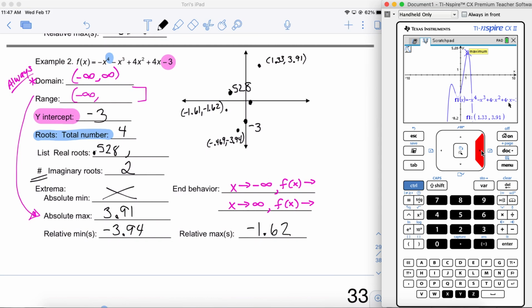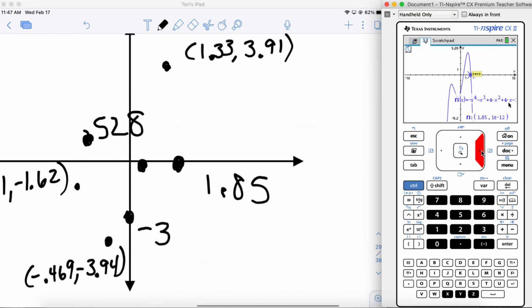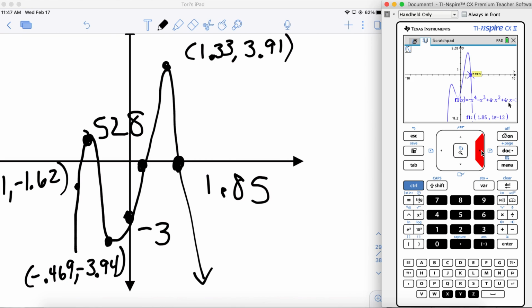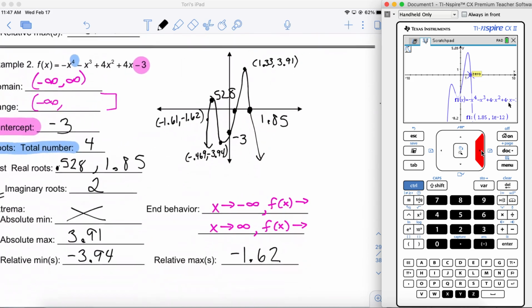And then we have one more 0 to find, or one more root to find. Right here, it says 1.85. So I'm going to label him on the graph, 1.85, and then label him on my roots, 1.85. Okay. All right. From there, I have every point graphed, so we are ready to connect our dots. I'm going to go from here, up, down and around, up all the way to the top, and then all the way back down. So this is my graph.